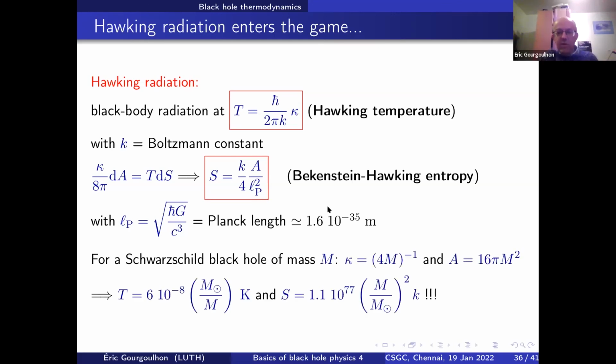And if we put some numbers in this formula, remember that for the Schwarzschild black hole we found that the surface gravity kappa was 1/4m, and the area was 16 pi m squared. So we get that the temperature is very small. If we take a solar mass black hole, we have only 6×10⁻⁸ Kelvin. So this is a very cold object in that sense. But the entropy is huge. The entropy in units of the Boltzmann constant is of the order of 10 to the 77. It's a huge entropy in black holes.